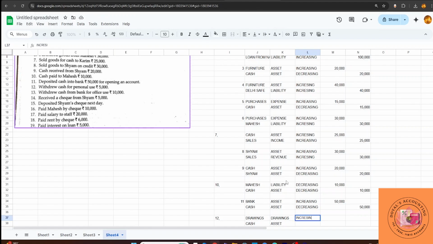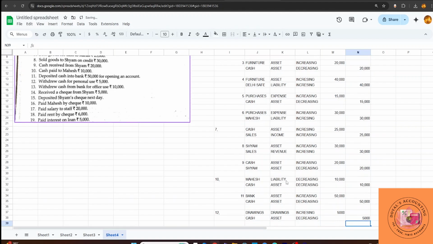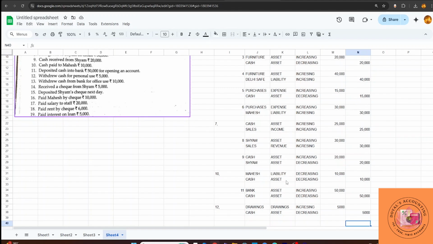So here, drawings is increasing and our asset is decreasing. To the extent of how much? Drawings how much is it? 5,000. So 5,000 drawings will be debited and cash, since cash is going out, it's an asset. Asset balance is decreasing. Assets, when they are decreased, they are credited. So drawings account debit to cash account credit.